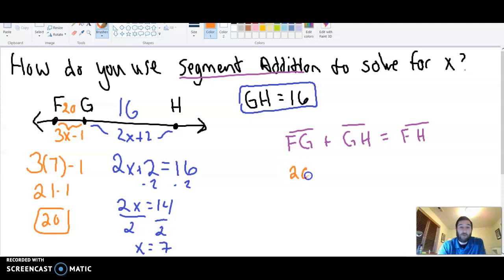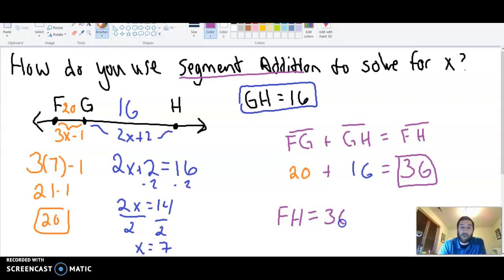FG is 20. GH is 16. When you add those together, we end up with 36. So FH is a distance of 36. Remember, a distance cannot be negative, and the reason why I'm not putting the line over FH is because we're talking about the numerical value, that distance, rather than the object itself.